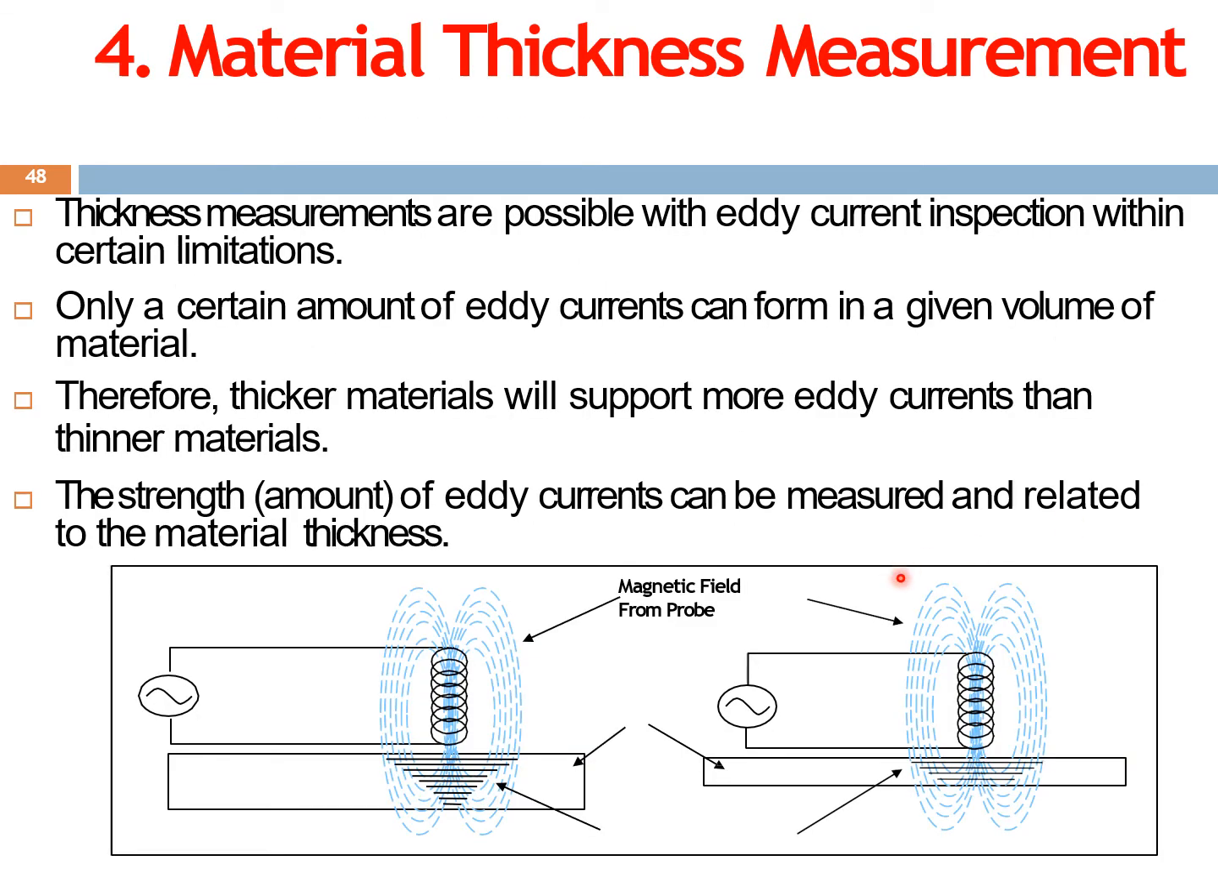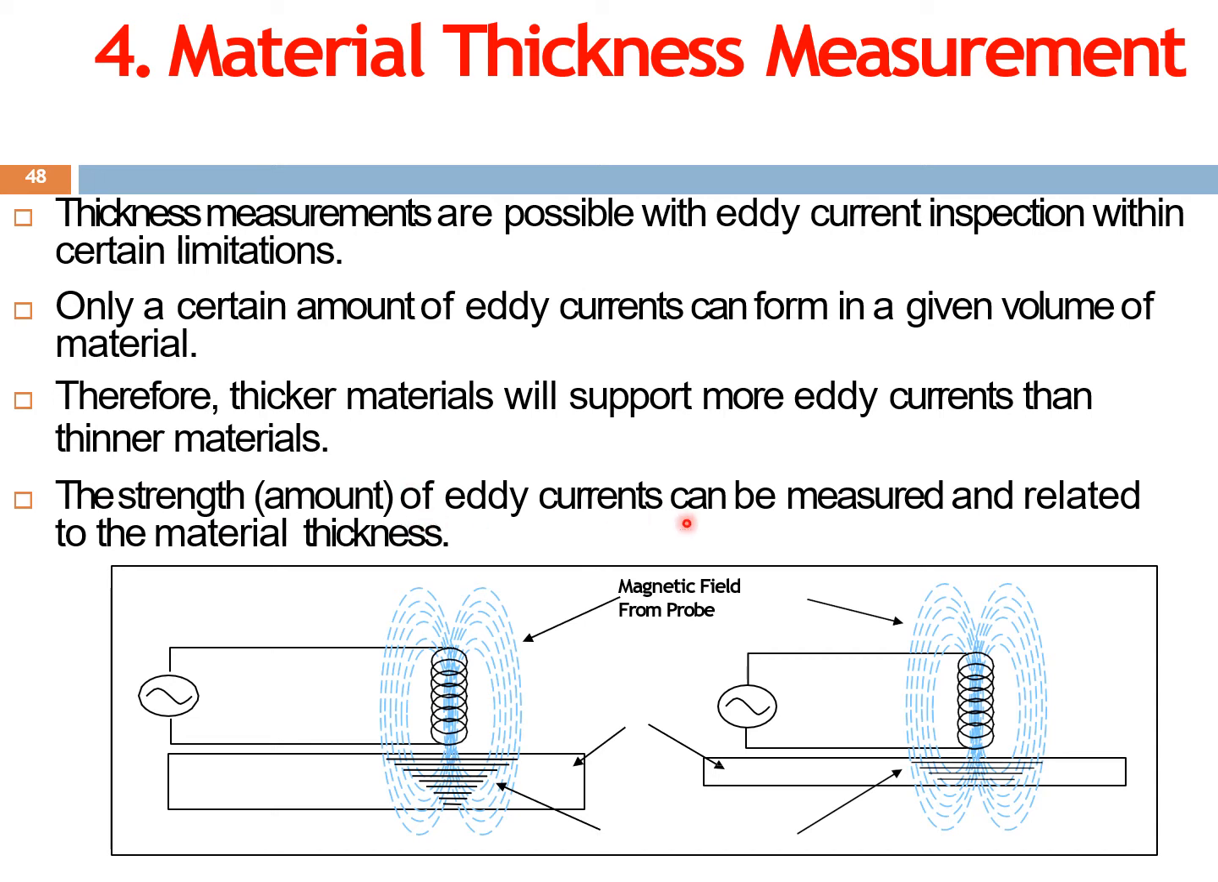And then we go for material thickness measurement. Thickness measurements are also possible with eddy current inspection within certain limitations, because as you know, as the depth increases, the strength of the eddy currents decreases. So we have a limitation in finding the thickness. Only a certain amount of eddy currents can form in a given volume of material. If the material is thicker, it can support more eddy currents than thinner materials. But the issue is that it is difficult to find the thickness because the eddy current strength is decreasing.